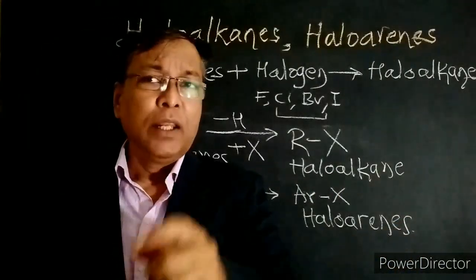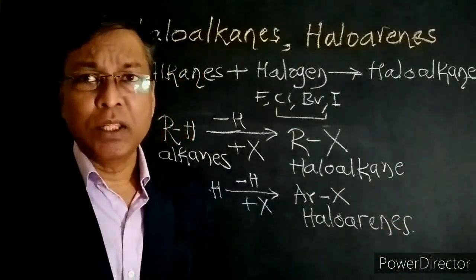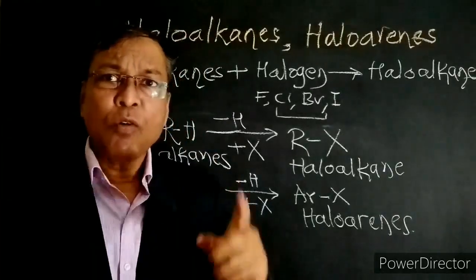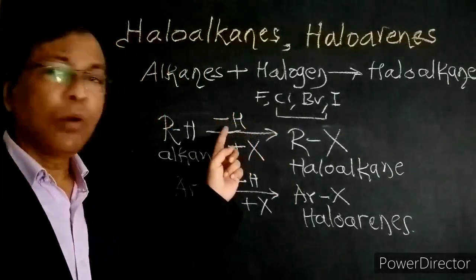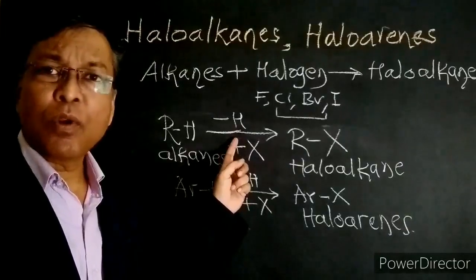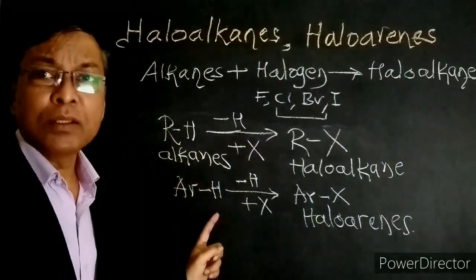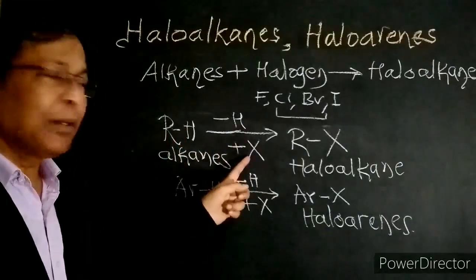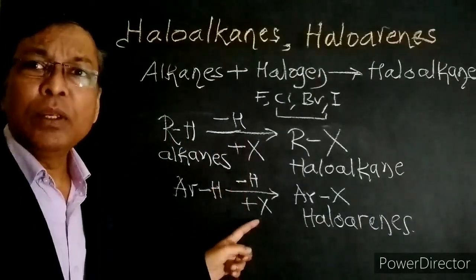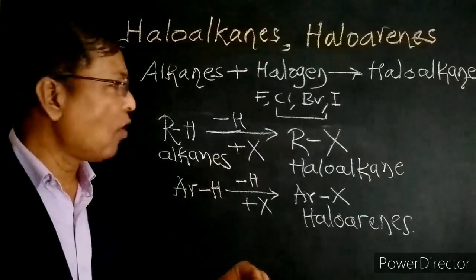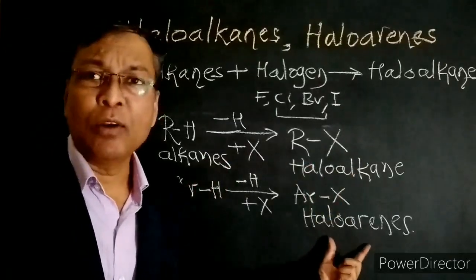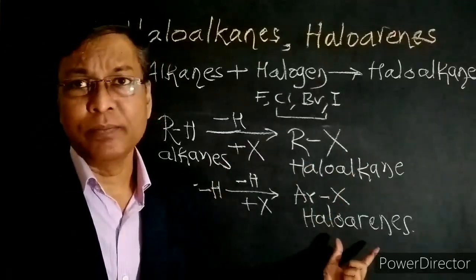We can define haloalkanes and haloarenes in this way. Replacement of hydrogen atom or atoms from aliphatic hydrocarbons or aromatic hydrocarbons by halogen atom or atoms results in the formation of haloalkanes and haloarenes respectively.